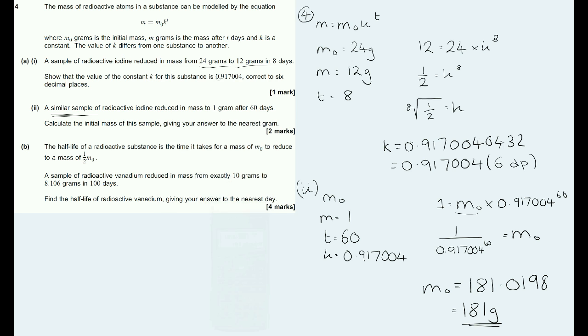Now, part B, this is something a little bit different because we've now got a radioactive substance and they're trying their best to tell us that k's changed here. So we're now going to work with a different value of k.